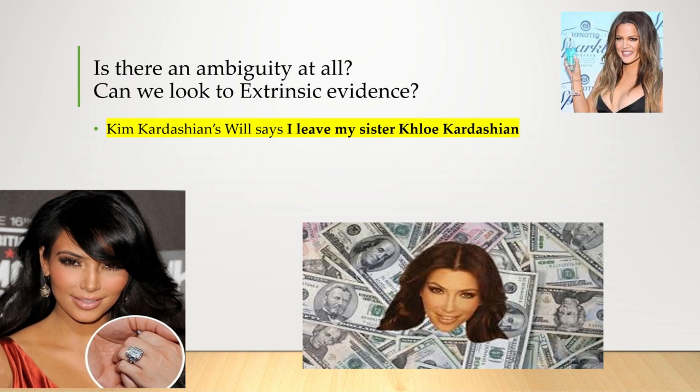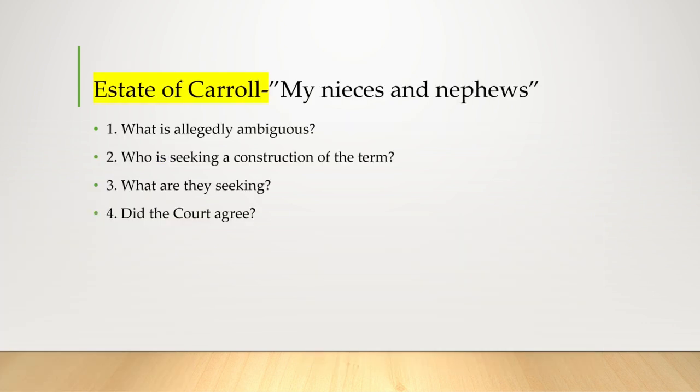And why does the court limit the extrinsic evidence to the extent that the ambiguity is a patent one? Because we would never know. Any and every Khloe Kardashian could hire the best lawyers to show it was the $1 million, the ring, and everything else. Okay, there's really no limits and no boundaries, and that's what concerns the court. Estate of Carol. Is there anything ambiguous about my nieces and nephews? What does the court find? Is it ambiguous or not?